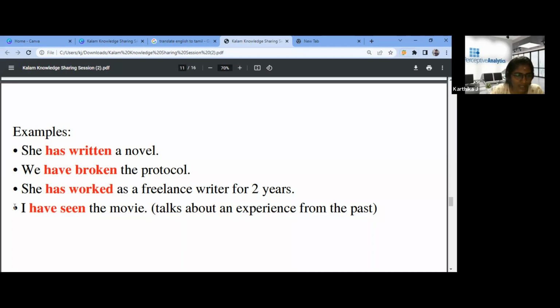And when it comes to I, we have to use have. It means like I have seen the movie. So it is a past action, but it talks about the experience from the past. So I have seen the movie in the past, but I am explaining now. So I'm talking now. So that's why it is a V3 verb.